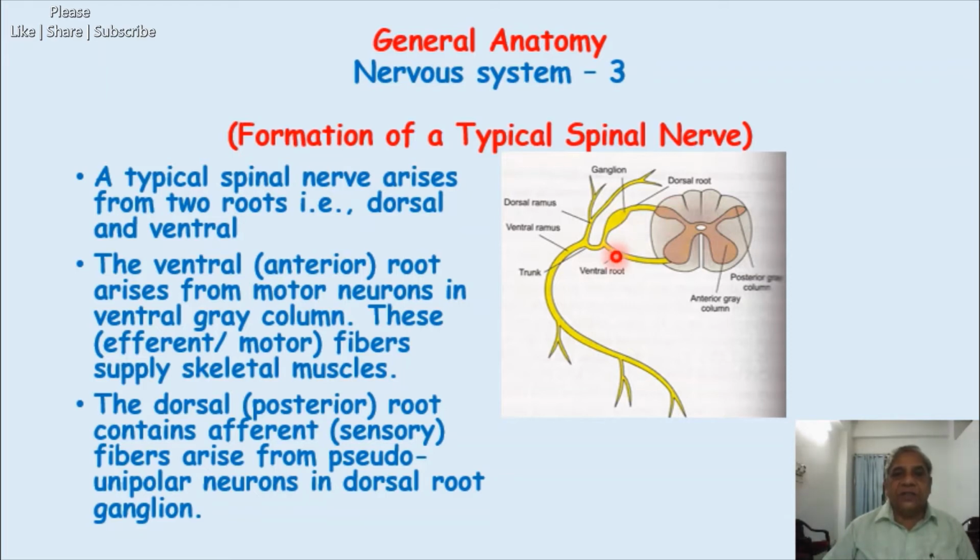So these are the two types of fibers. The fibers present in the ventral root are motor, and the fibers present in the dorsal root are sensory, and besides this, in the dorsal root there is a ganglion which contains the pseudounipolar neurons, which I will show you in the next slide.